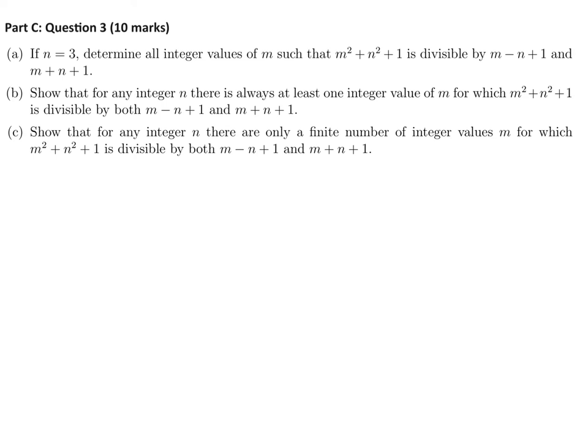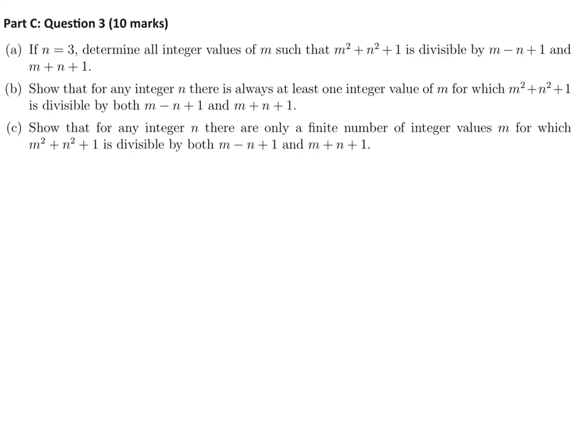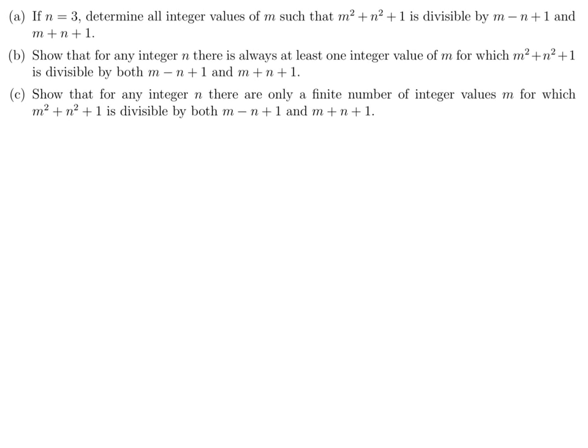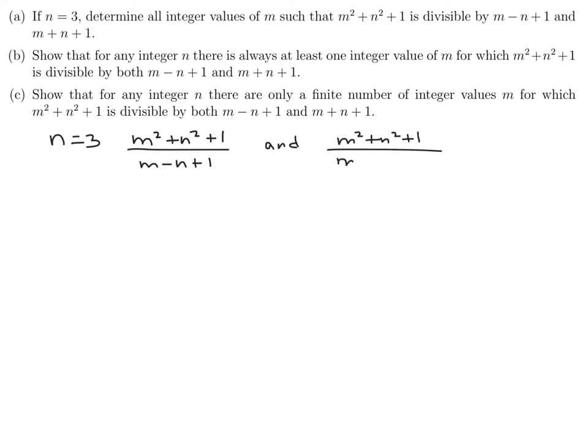If n is equal to 3, determine all integer values of m such that m squared plus n squared plus 1 is divisible by m minus n plus 1 and m plus n plus 1. So n is equal to 3, so we want m squared plus n squared plus 1 to be divisible by m minus n plus 1. And we also want m squared plus n squared plus 1 to be divisible by m plus n plus 1.